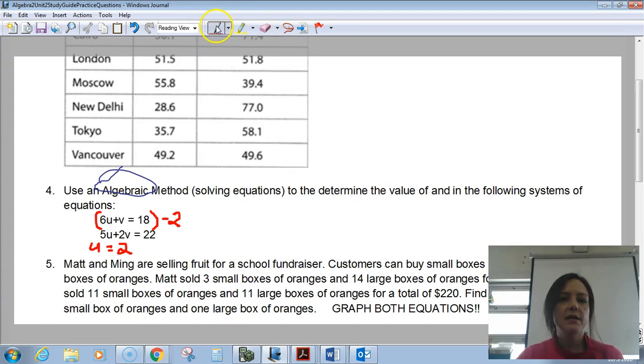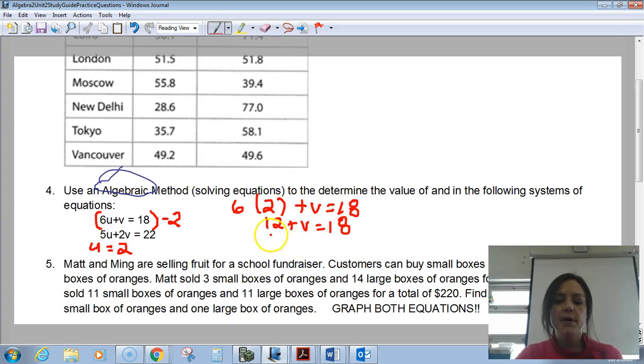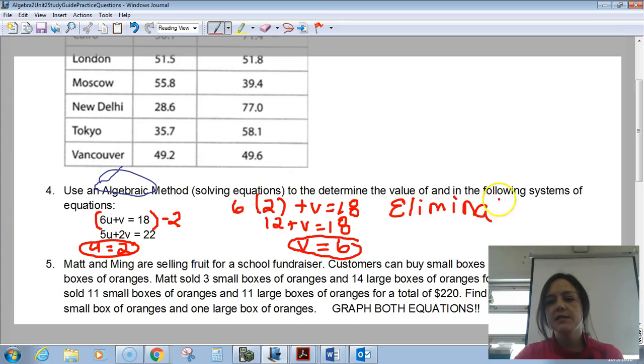I need a little more space here. Cool. I need to find v, so now I can go back into one of my original equations, and it doesn't matter which one, I'll just do the top one. I have 6 times 2 plus v equals 18. 6 times 2 is 12, plus v is 18. All I have to do is subtract 12 from each side, and I get v is equal to 6. So u equals 2 and v equals 6, and I did this using elimination because they were in standard form, so that was the easiest for me to do.